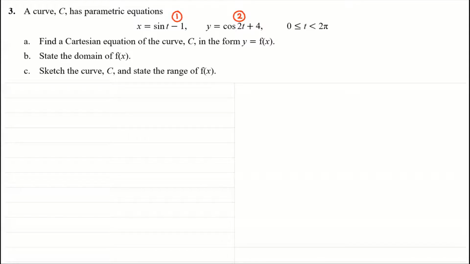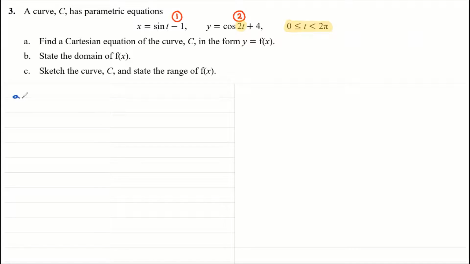Okay, moving on to example 3. We've got more parametric equations. Notice there is a subtle difference again. We now have cos of 2t, not cos squared this time. And we have to find a Cartesian equation of c in the form y equals f of x. That's our first job. And notice, of course, the range of values of t are between 0 and 2 pi. So that's one full circle. All right, so we'll just apply our methodology that we've been using already.